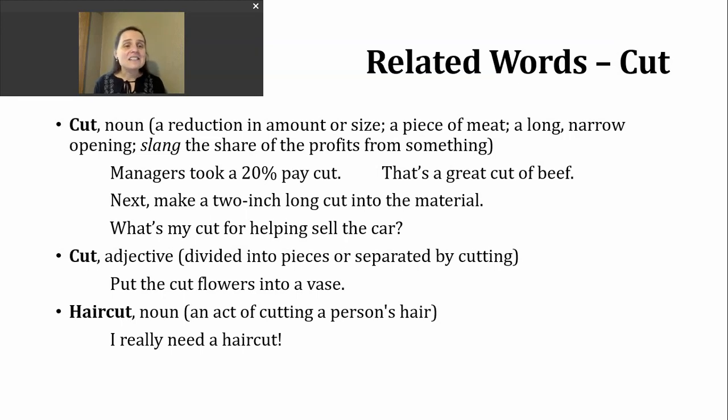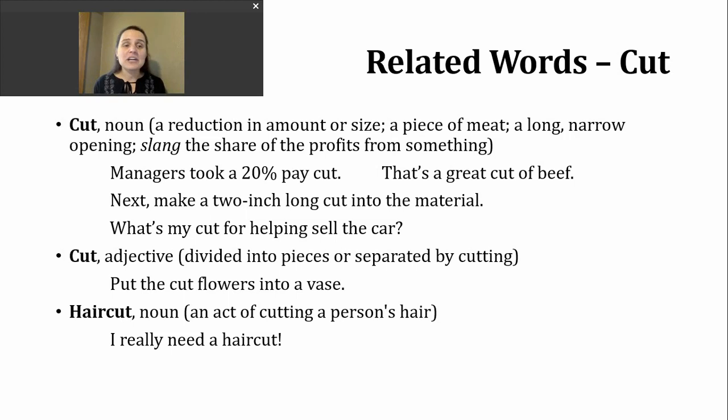The last way we're going to look at cut as a noun being used is a bit of slang. And it's a share of profits from something. So here's an example of it. What's my cut for helping sell the car? Right? So in this particular sentence, someone has offered some help, right? They kind of want to know, what are you going to pay me for the help I provided?